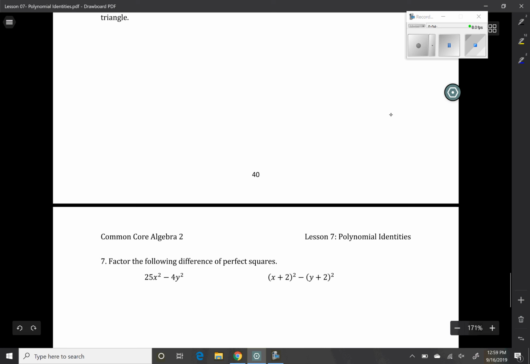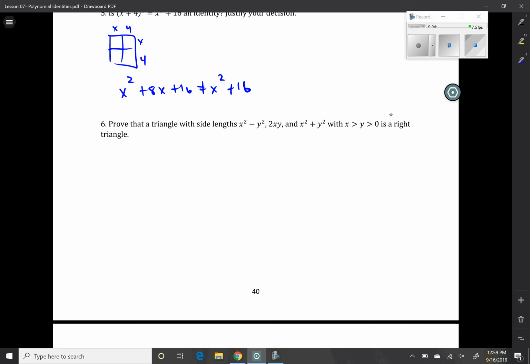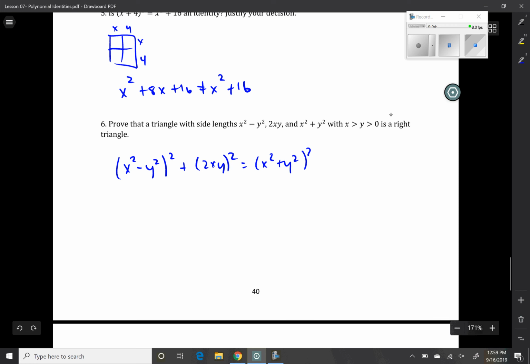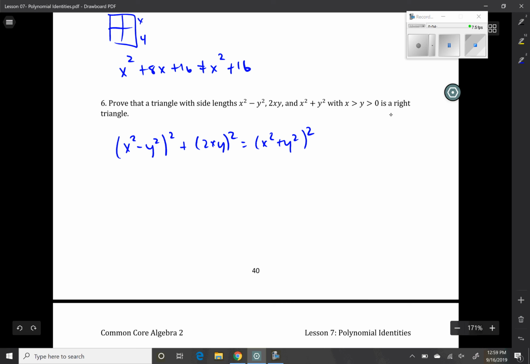Number 6. Number 6 asks us to prove the side lengths are going to make a right triangle, similar to one that we did in class. So we're going to have x squared minus y squared, plus 2xy squared, equals x squared plus y squared, squared. So if you make some boxes to do your multiplication, all right? Nice thing here is, again, we see the same thing. Look for that same structure.